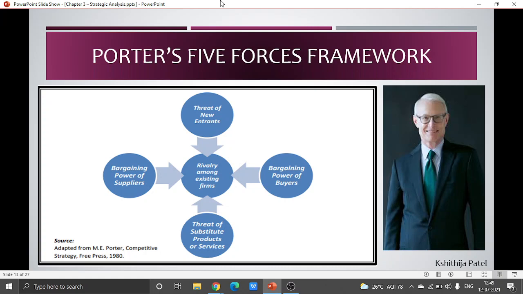Now this particular diagram has been adopted from Michael Porter's Competitive Strategy, which was published by Free Press in the year 1980. So now whenever we talk about this competitive framework, it becomes very necessary that we look into each one of these forces in detail.